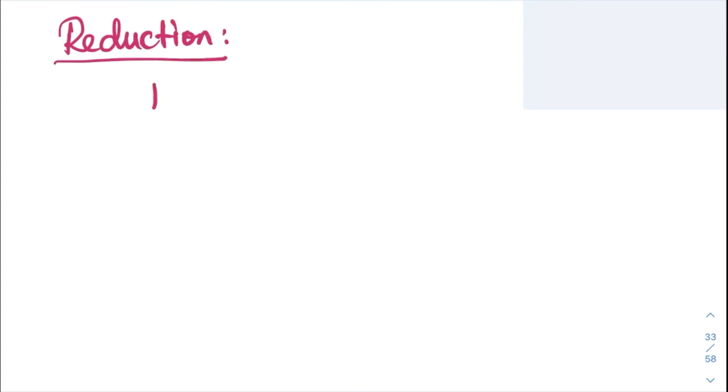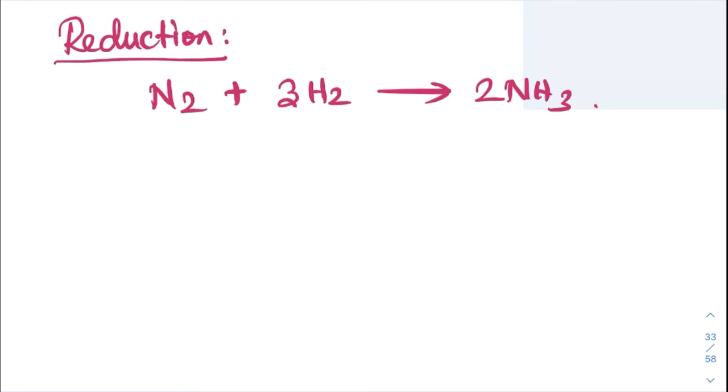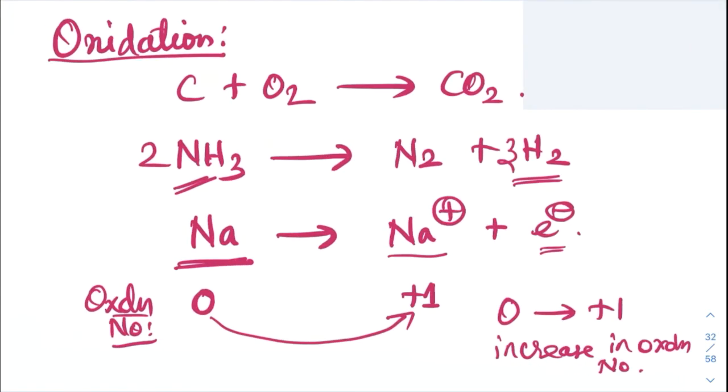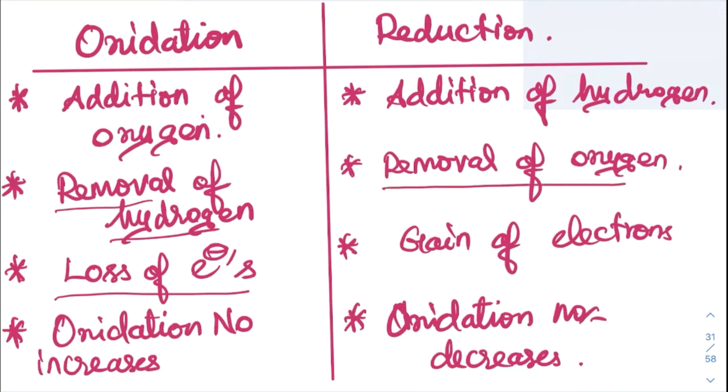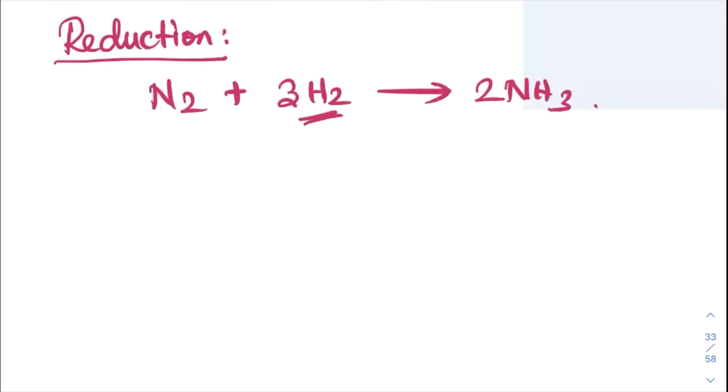What do you mean by reduction? Addition of hydrogen is called reduction. We can say N2 plus 3H2 gives 2NH3. That is formation of ammonia from nitrogen gas and hydrogen gas. This is an example for reduction. Why? Because addition of hydrogen happens. Right. And the second definition we discussed: removal of oxygen is called reduction.